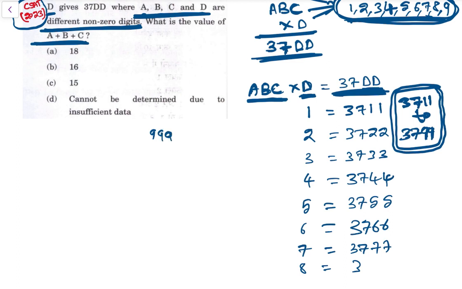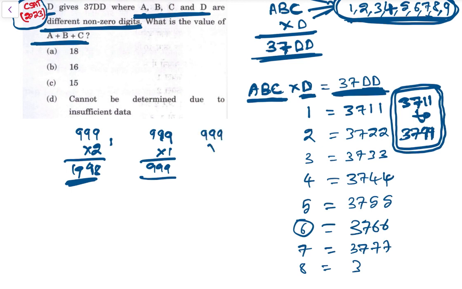Now look, let's take 999, okay. Let's try to understand the concepts. Take 999 and take D as 1, so this is 999. And if you take 999 into 2, this would be 9 2s are 18 plus 1 is 19, 98, okay. Now let's take D as 6, that is 999 into 6.